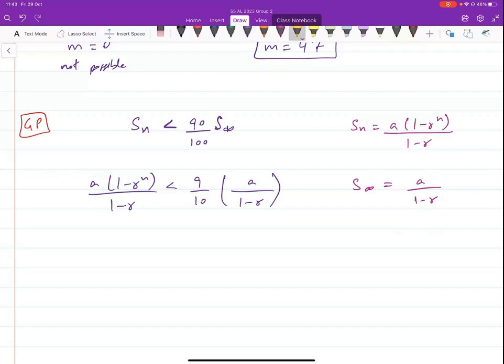Now what we can do is we can cancel out a. Can we do this cancellation? इसमें कोई मसला तो नहीं है? It's an inequality. Inequality के अंदर cancellation कर सकते हैं?